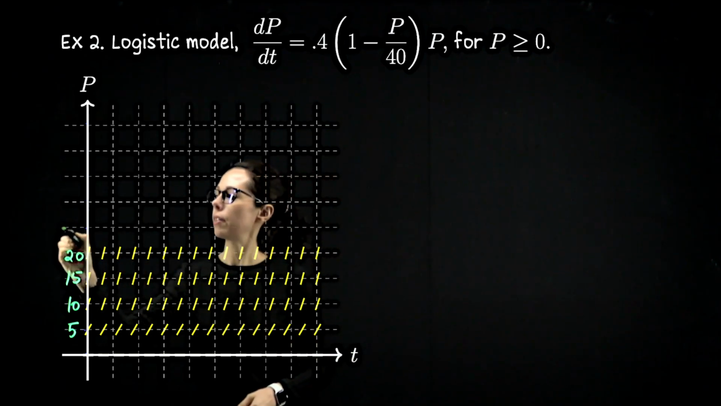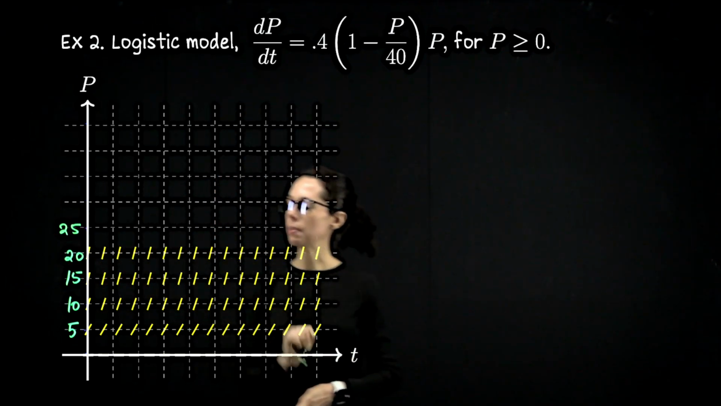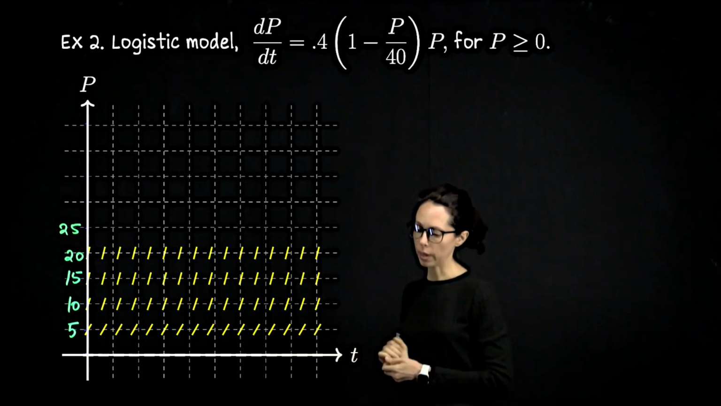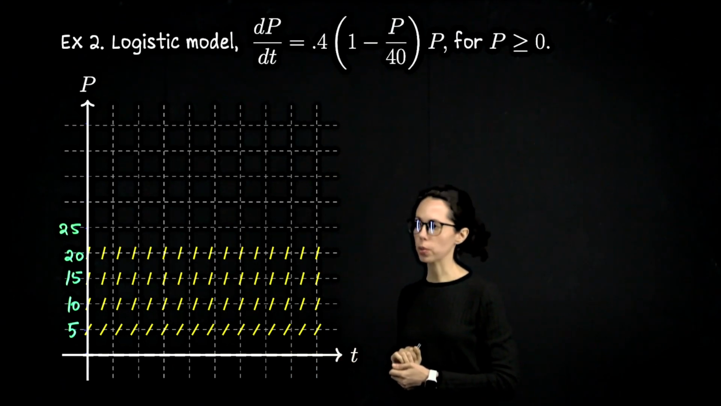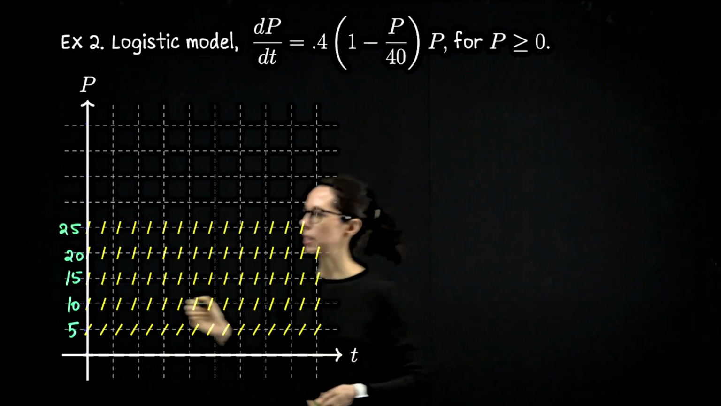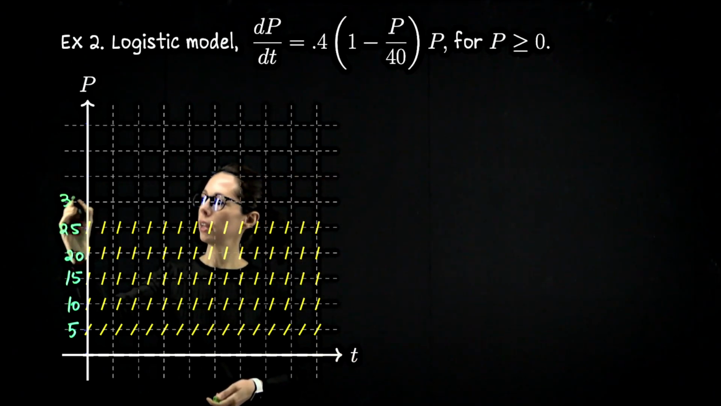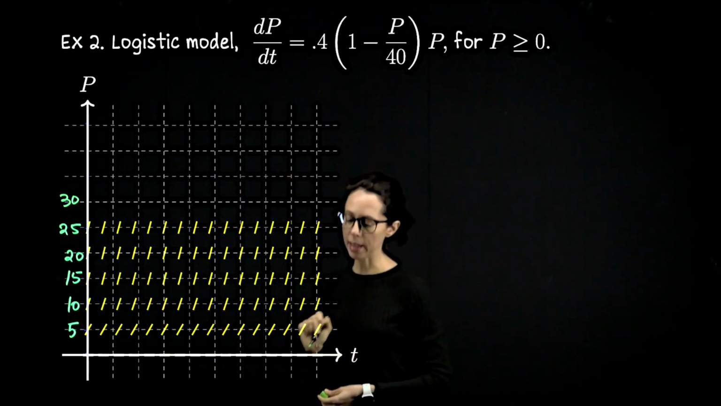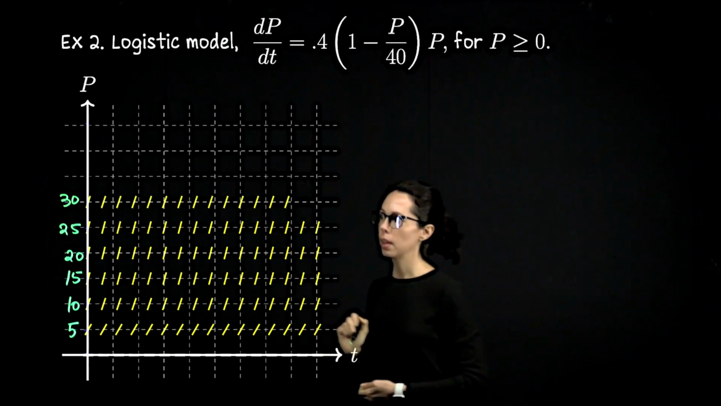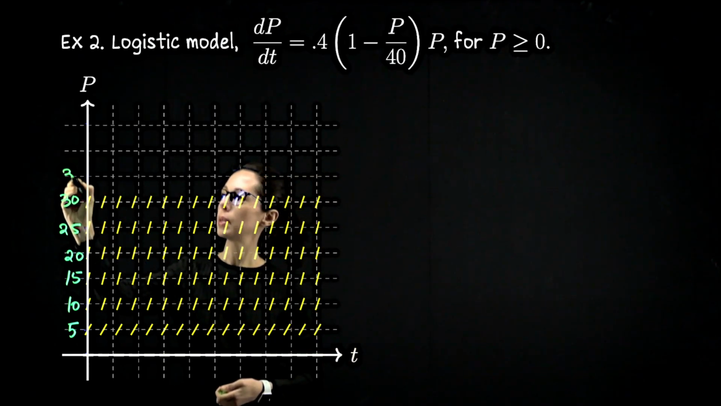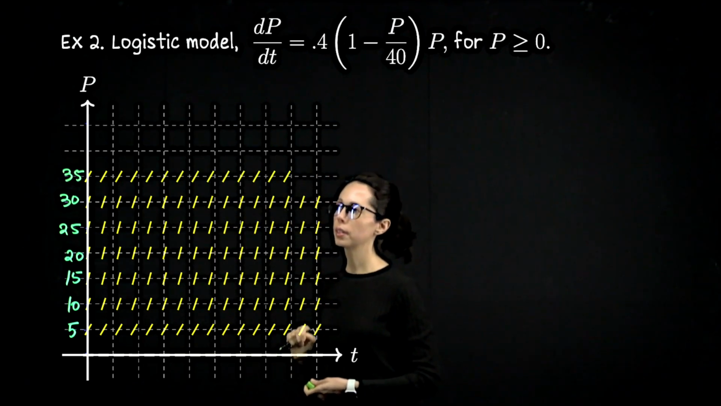If we go up to 25, we're actually going to have the same value that we had at 15. So when p is 25, the slope is 3.75 again. That pattern continues. If we go to 30, it's the same as when it was 10. So that's slope 3. 35 is going to be slope 1.75.